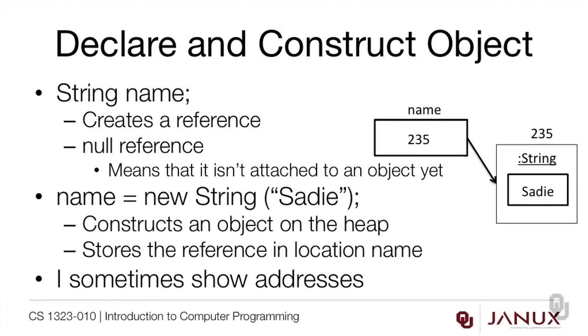Now sometimes I show addresses when I'm doing this. For some people this makes a lot of sense, and for other people they find it confusing. I don't care which way you do it. The address that I'm showing there is completely arbitrary. I usually choose numbers between 1 and 999, but it could be anything you want. So 235 doesn't mean anything. It just is the address in memory where this particular string happened to be located. And the 235 is what's stored in the box. Sometimes understanding that can really help make more sense out of these memory diagrams.